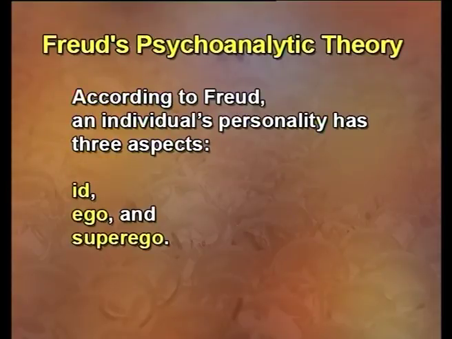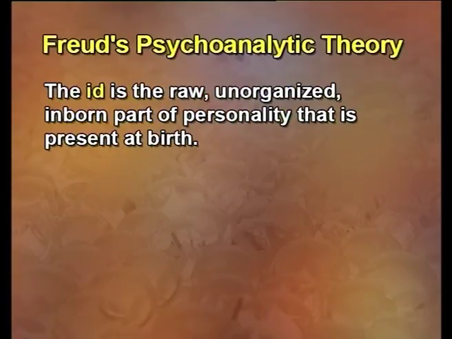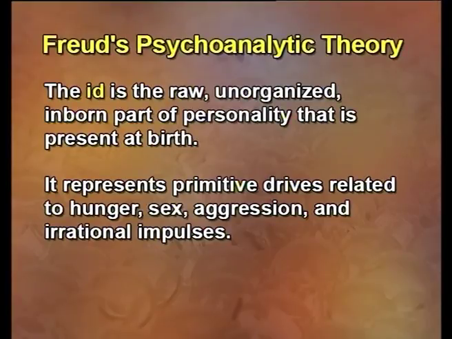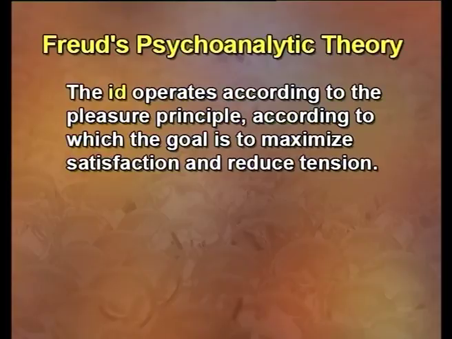Personality, he says, has three aspects: id, ego and superego. Id is the raw, unorganized part of personality which is present at birth. It represents the primitive drives related to hunger, sex and aggression, and also irrational impulses which a person carries with him. It works on the pleasure principle, and according to this principle, the goal is to maximize satisfaction and reduce any tension. On the other hand, a person's behavior cannot be totally determined by id.